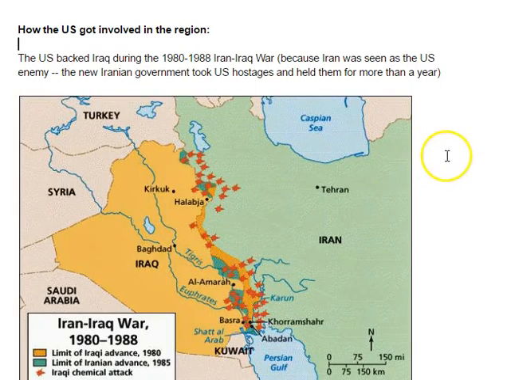So as you go through the document, this is an explanation of how the U.S. got into the region, and we backed Iraq when it fought a war against Iran for 8 years. About 1 million people died. It was a pretty awful war. Not much change. The border between Iraq and Iran is about where it was before that war happened.